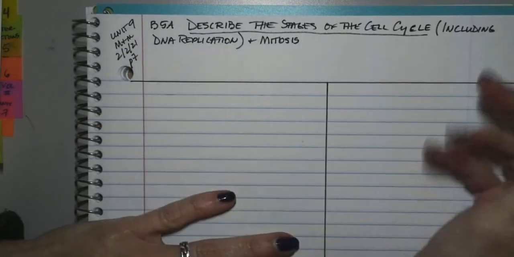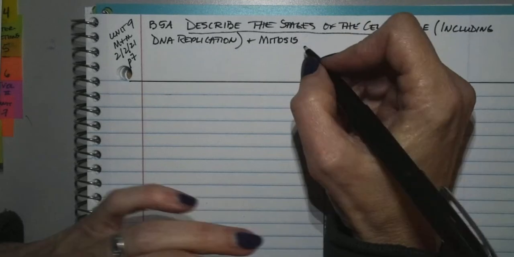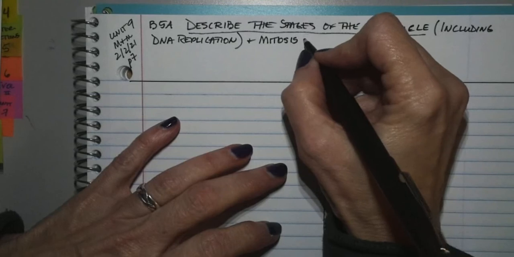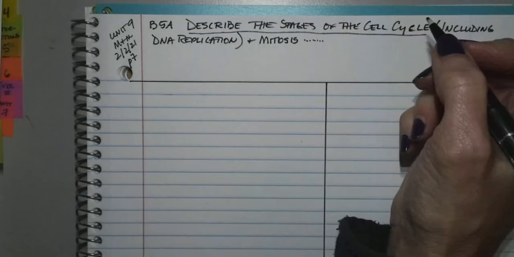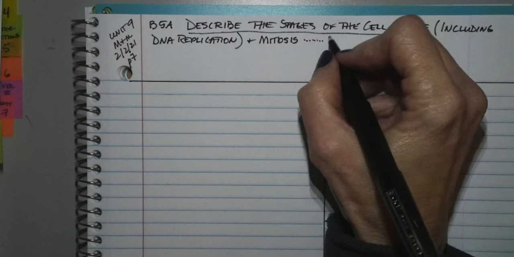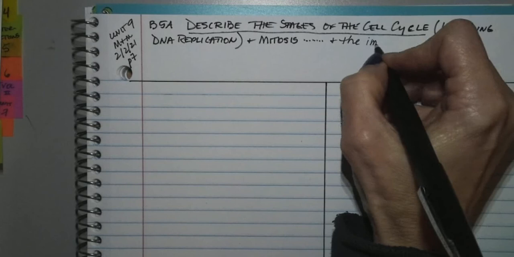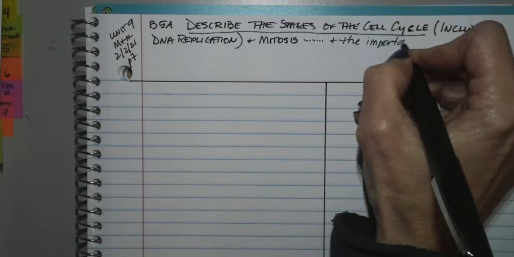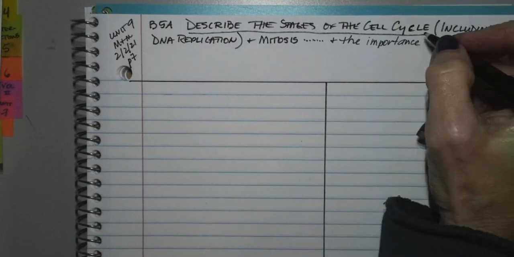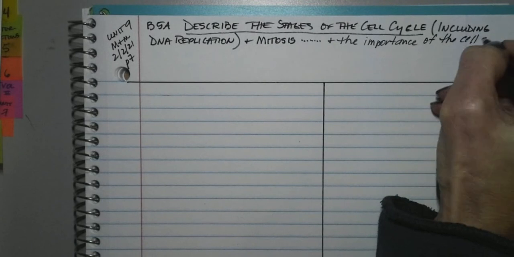The other thing that I'm going to just briefly touch on, so I'm going to put dots over here, is the importance of the cell cycle to the growth of organisms. I'm going to put it in lowercase here because it doesn't take much time to do this part.